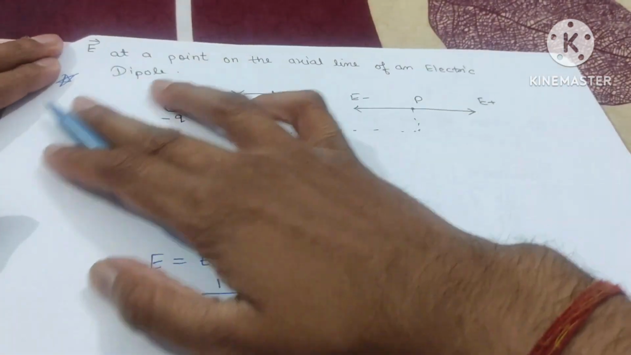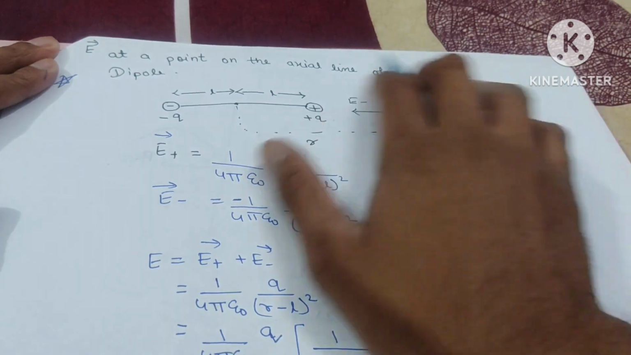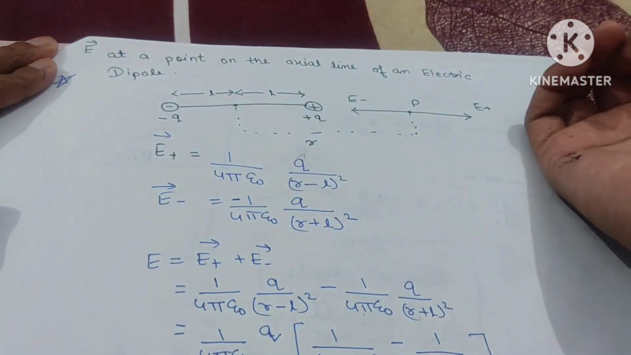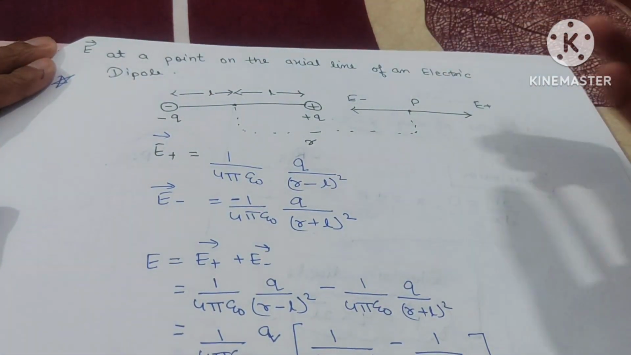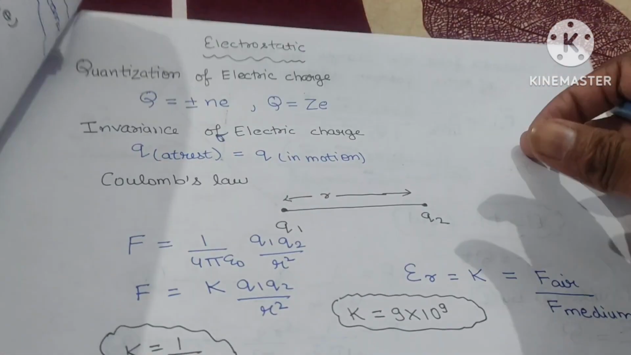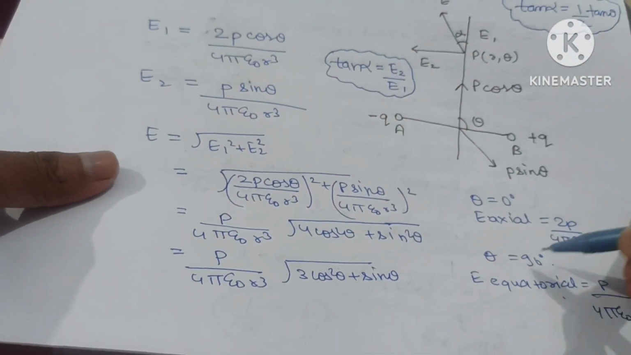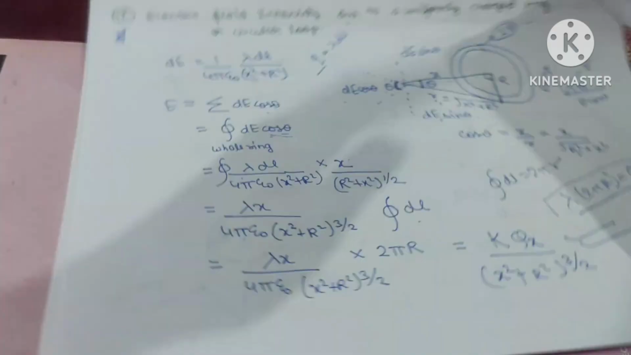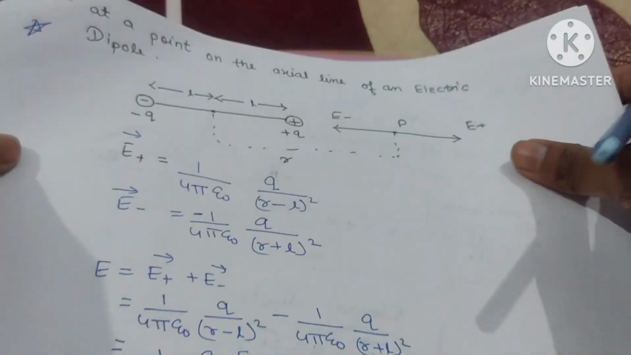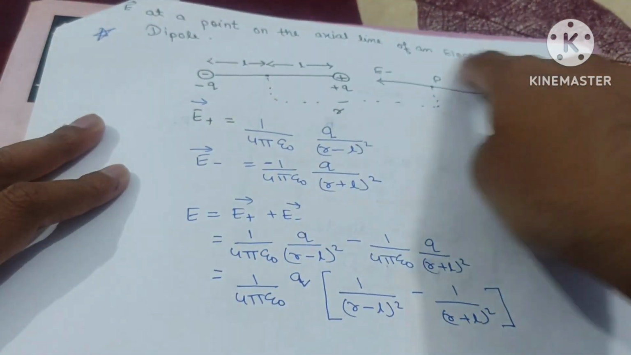Hello friends, today we will learn the concept of the electric field at a point on the axial line of an electric dipole. What is the axial line? Axial line and equatorial line. Axial line means the angle is 0 degrees, and equatorial means the angle is 90 degrees. That's what it means.